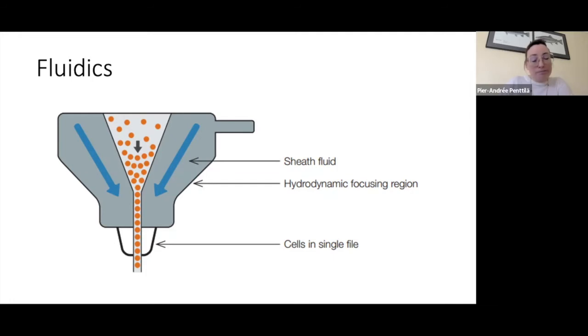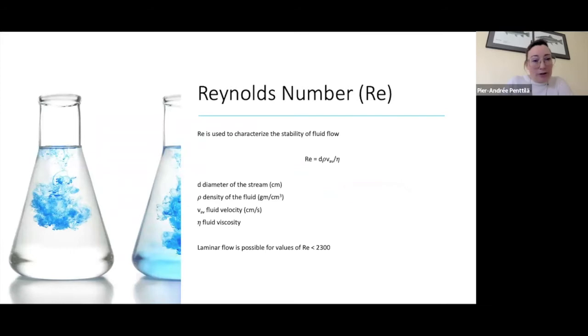A very important factor in terms of characterizing the stability of fluid flow is known as the Reynolds number. And we have that equation here where D is defined as the diameter of the stream in centimeters. Rho is the density of the fluid in grams per centimeter cubed. And then we have that times the average fluid velocity in centimeters per second, all divided by eta, or the fluid viscosity, which is represented in poise. And laminar flow is possible for values of the Reynolds number under 2300.